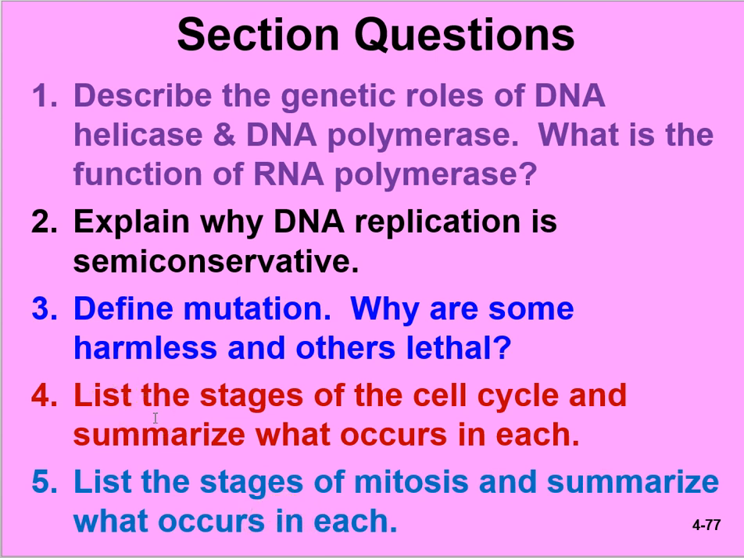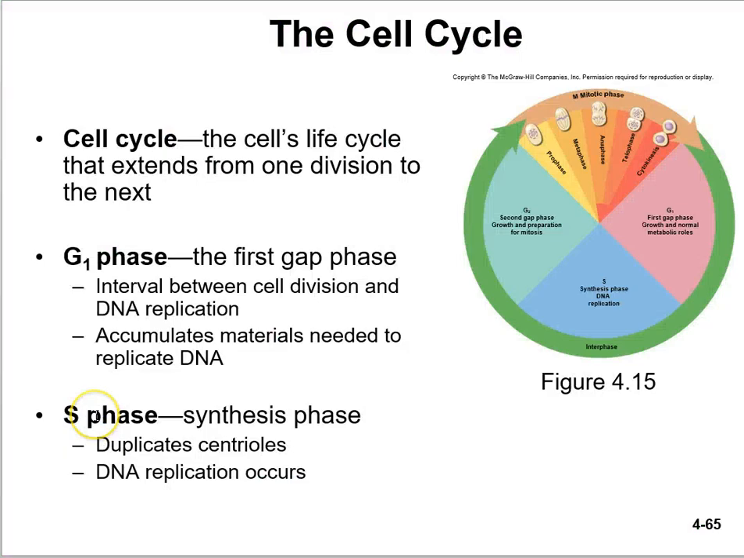What are the stages of the cell cycle and what happens during each? For that one, I'm going to have to go back to this diagram. The stages of the cell cycle: G1, that's when a cell is growing and getting enough materials for the S phase, synthesis, when DNA replicates, and the G2 phase, getting ready for mitosis.